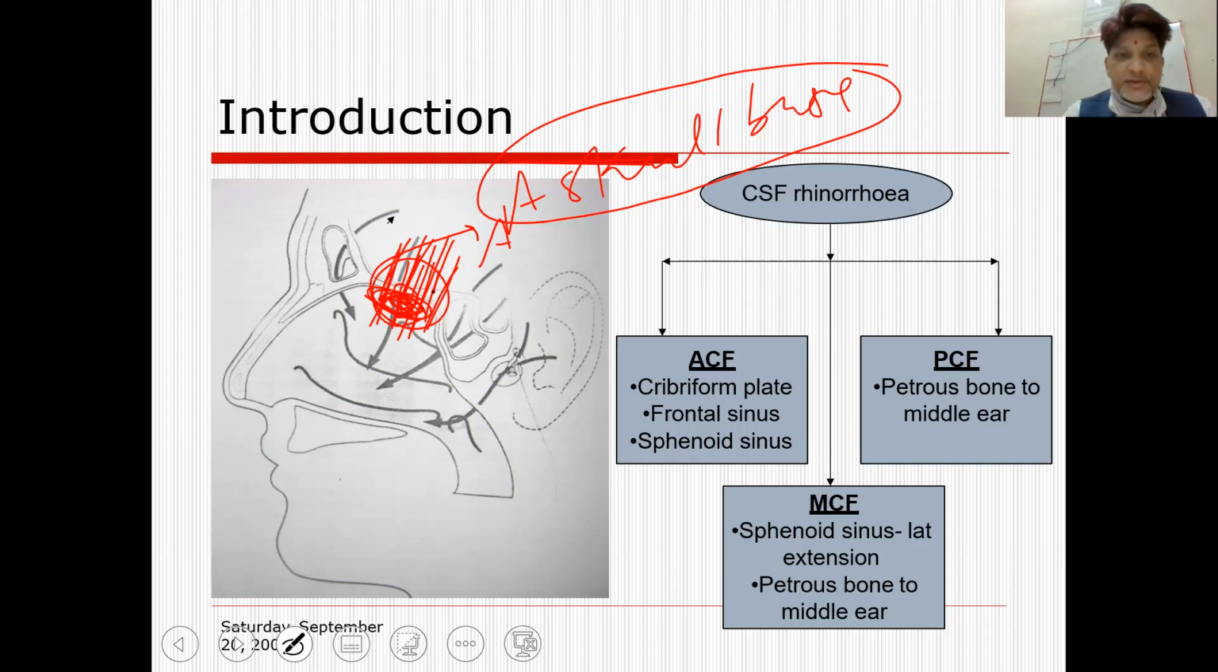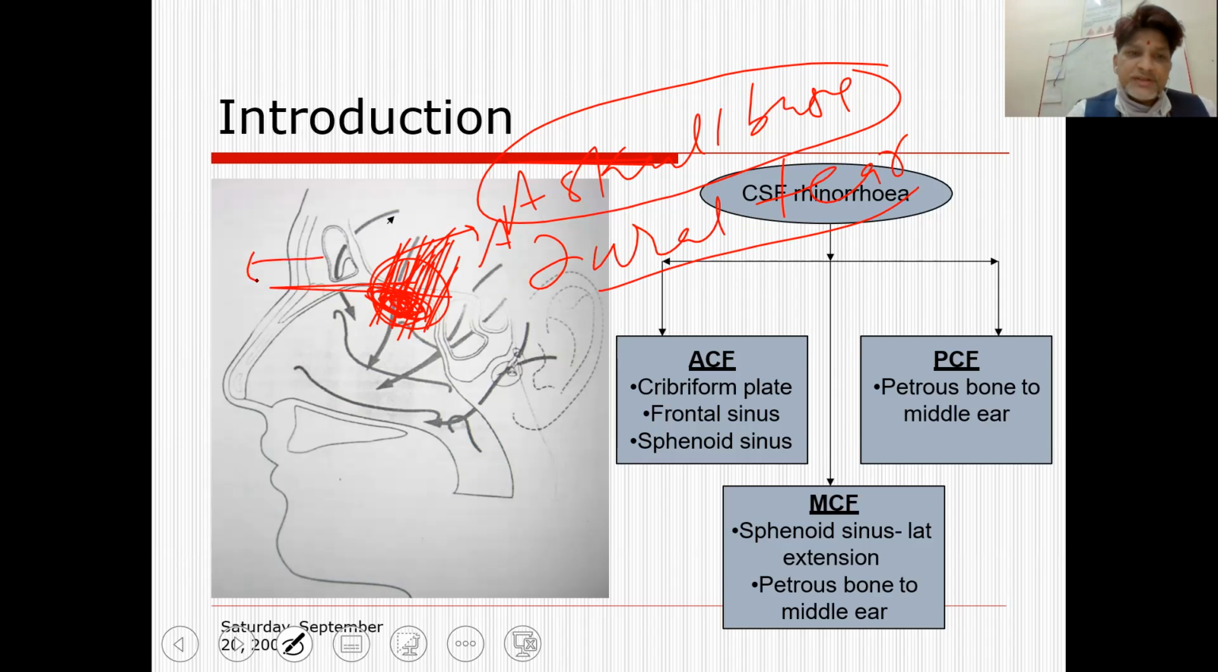Apart from that, in order to have a CSF leak, you have to have some kind of a dural tear as well. Through this dural tear there will be leakage of this CSF, and the bone fracture is there. So the perichondrium is also ruptured, and the CSF is presented into the nasal cavity.